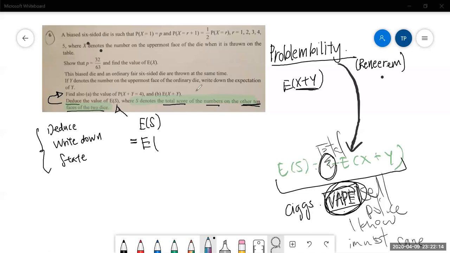Okay. So, coming back to this. Where S denotes the total score of the numbers on the other faces. Total score of the numbers means what? It will be like Y1 plus Y2 plus Y3, X3 plus X. The total score. Oh! I think they are going to add them up together. Is that true? What?